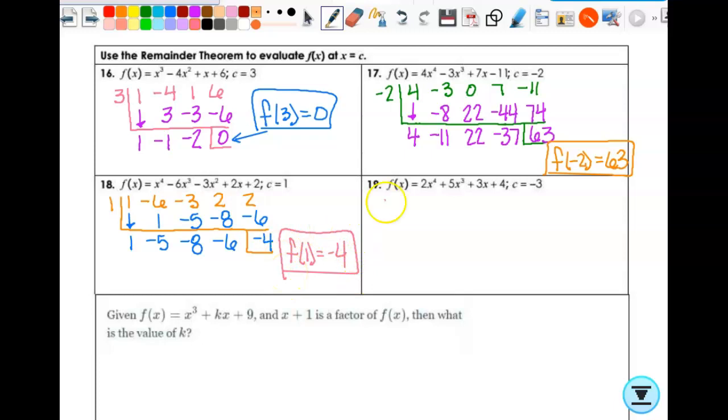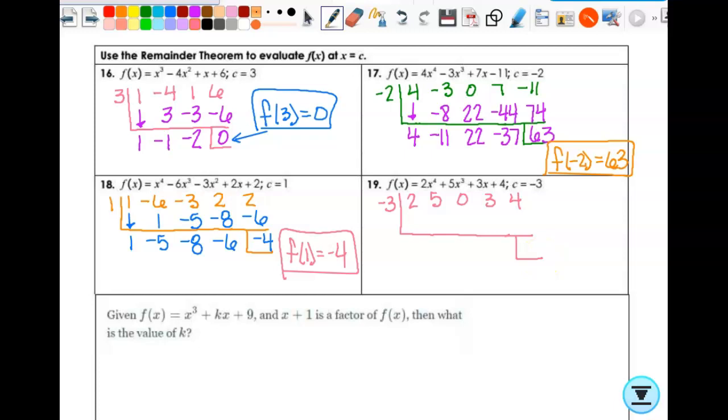Last one of these, I'll have a -3 out here. Then x to the 4th, so I should have 5, 1, 2, 3. There's only 4, so I'm missing an x squared term again. So I have 2, 5, 0, 3, and 4. My little basement.